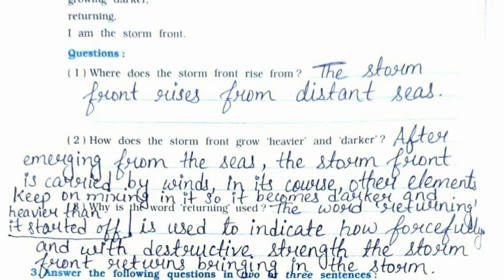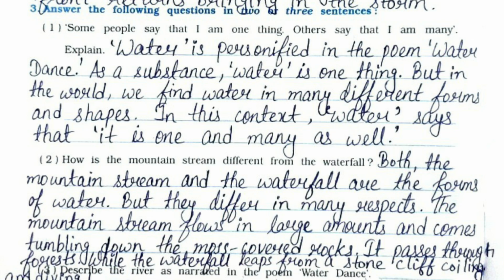First one, where does the storm front rise from? The storm front rises from distant seas. Second, how does the storm front grow heavier and darker? After emerging from the seas, the storm front is carried by winds in its course. Other elements keep on mixing in it, so it becomes darker and heavier than it started off. Third one, why is the word returning used? The word returning is used to indicate how forcefully and with a destructive strength the storm front returns, bringing in the storm. Now, question number 3 is answer the following questions in 2 or 3 sentences.